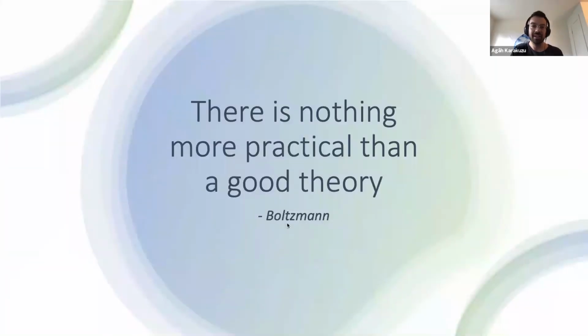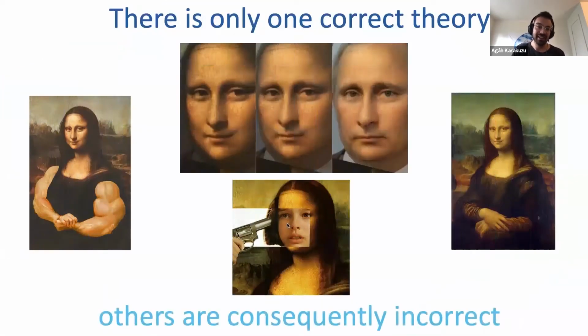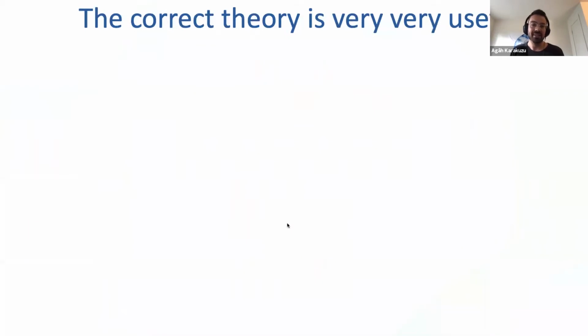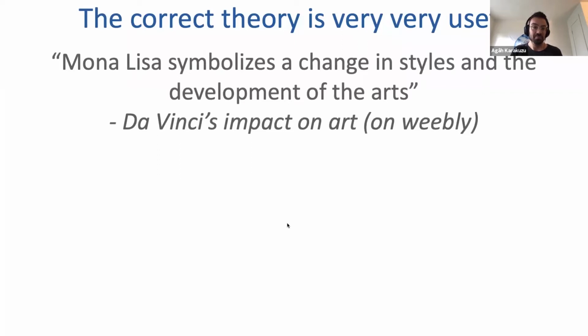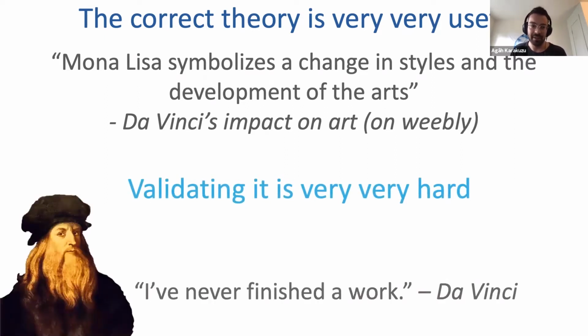So bottom line, there is nothing more practical than a good theory. And there is only one correct theory, and others are consequently incorrect. This is with reference to figure 2 in the article, by the way. And the correct theory is very, very useful, such as Mona Lisa symbolizes a change in styles and the development of the arts. But validating it is very, very hard because we also know that Da Vinci said he never finished a work.